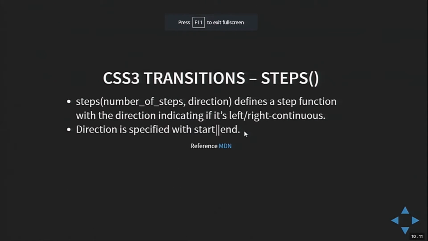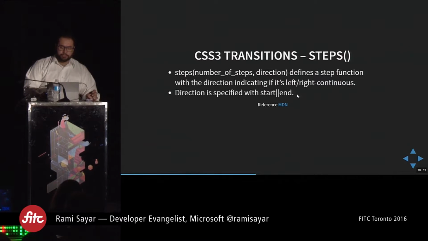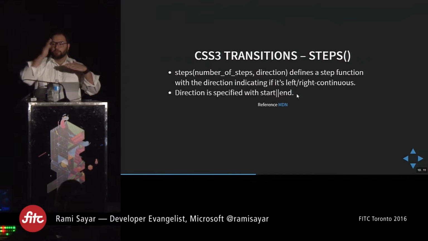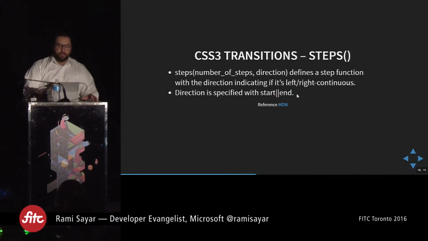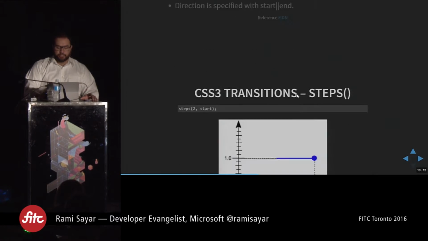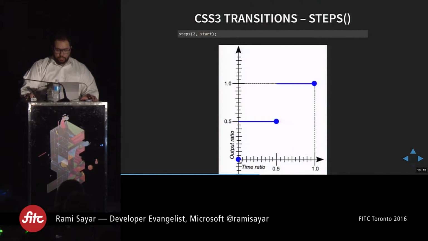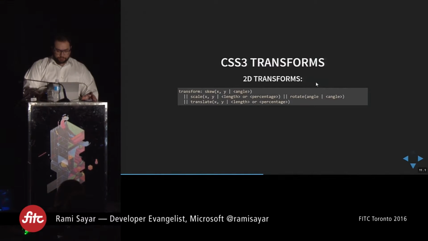Alright. The step function, that one's a little bit easier to explain. Basically, it's a step function. So you go from 0 to 1, depending on the time slot, and it could be left or right continuous, and the direction is specified with the start and the end. So to give you an example, this is a step function. At 0, we jump directly to 0.5. It stays at 0.5 until it hits roughly half the animation, and then at half it jumps up to 1, and then it stays there till the end of the animation. So you can create all these step functions, and that's pretty much it.